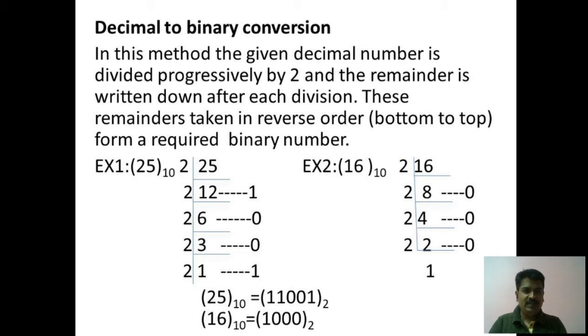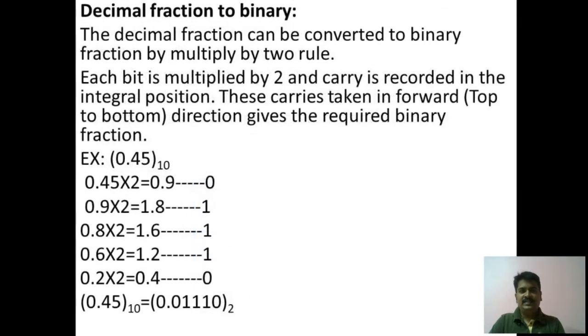I have given you another example. Example 2 is 16. Again 16 is divided successively by 2, the remainder is written down, and the remainders are taken in the reverse order, and that will give you the desired equivalent binary number for the given decimal number. This is a very simple method. We learned the conversion of decimal to binary as well. Let's move on to the next type of conversion.